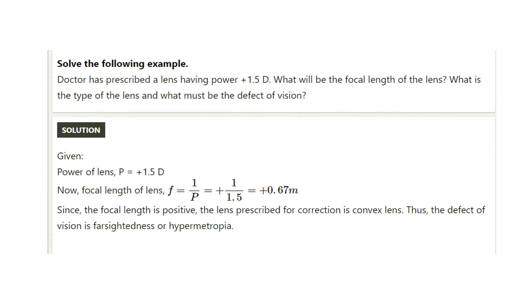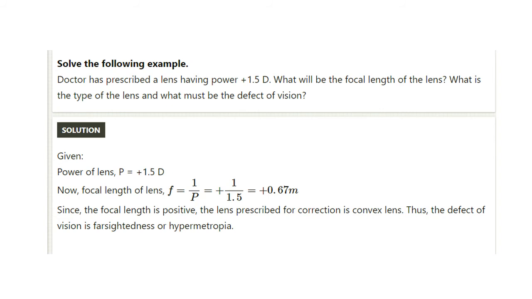The formula we know is P is equal to 1 upon F in meters. So we can write it as F is equal to 1 upon P, which is equal to 1 upon 1.5. When we solve it, taking the decimal point up, that means it becomes 10 upon 15, and you cancel it and divide, you get the answer as plus 0.67 meter.